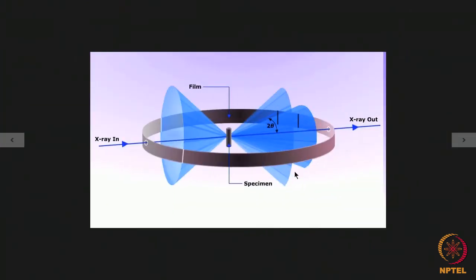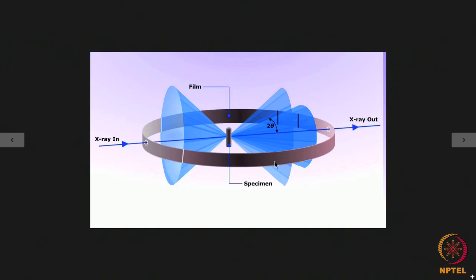Now, if we have a thin photographic film placed in this manner, then what will happen? All the cones of radiation will get intercepted on this film. For example, this particular cone will intersect the X-ray film at this point and at this point. This cone of radiation will intercept the film at this point and also at this point. Similarly, this cone of radiation will intercept the film here as well as here.